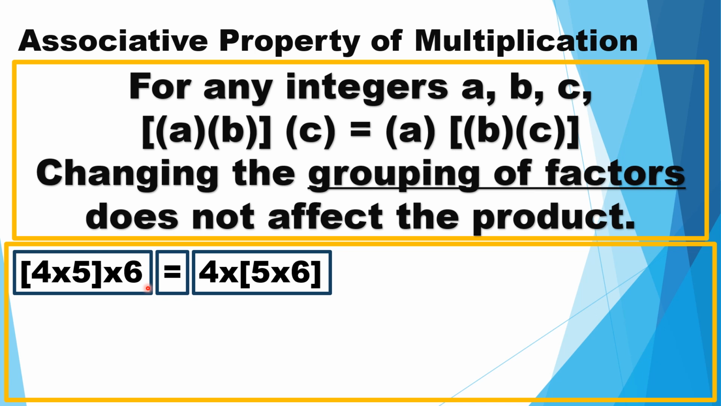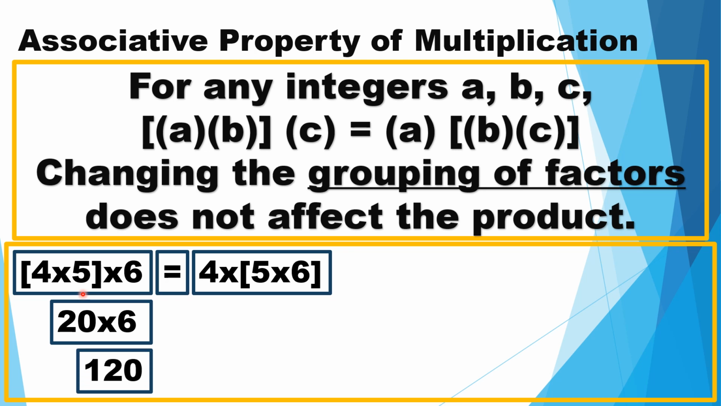So, let us solve first yung nasa left na nakagroup, 4 times 5. 4 times 5 is equal to 20 times 6. 20 times 6 is equal to 120.